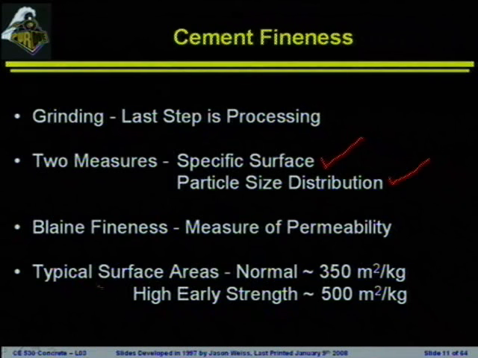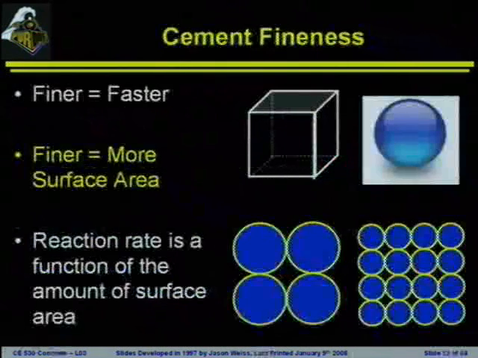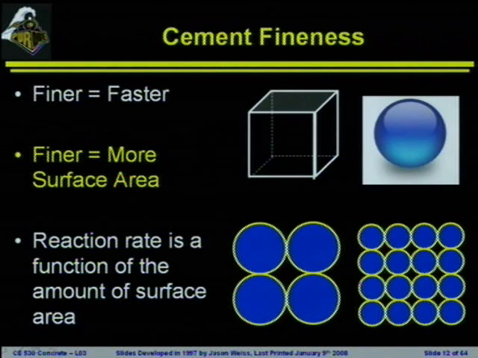So we'll see typical values. I've listed a couple typical surface areas down toward the bottom. Something that might be a normal cement is listed here as 350 meters squared per kilogram. High early strength is going to be higher than that. It means it's going to react faster because it has more surface area. So again, the key aspect of cement, the finer it is, typically the faster it's going to react because it has more surface area, and the reaction rate is going to be mainly a function of the amount of surface area that's present.